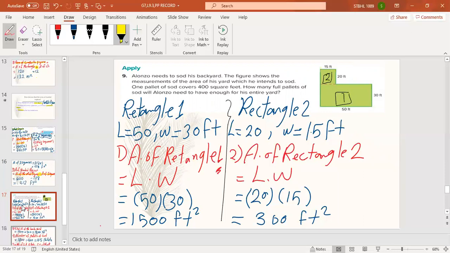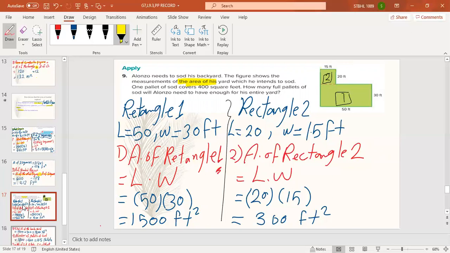As we used to do while problem solving, I need to read it again to figure out what is given and what is required to find. Alonso needs to sod his backyard. The figure shows the measurements of the area of his yard. So the question directly gives you a hint to find the area, which he intends to sod. So directly, I have to think about the area of a composite figure, which is composed of rectangle 1 down and rectangle 2. And the question is about area.